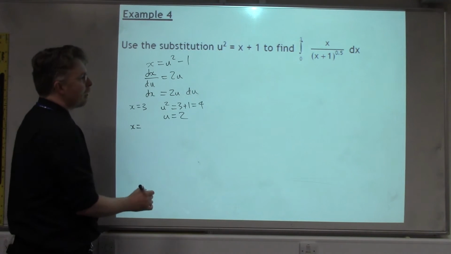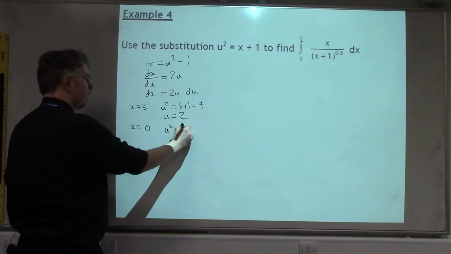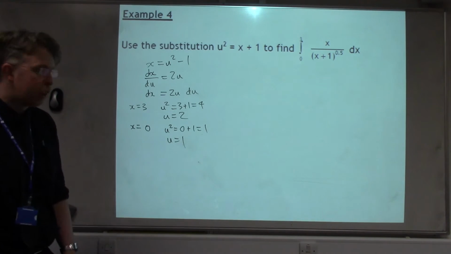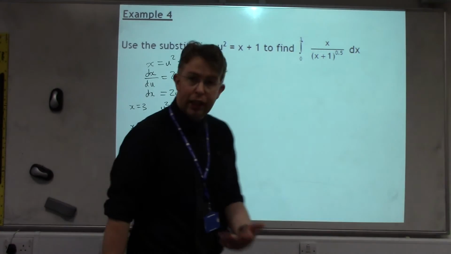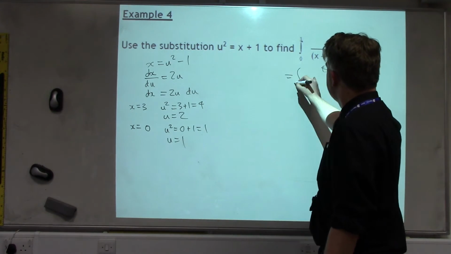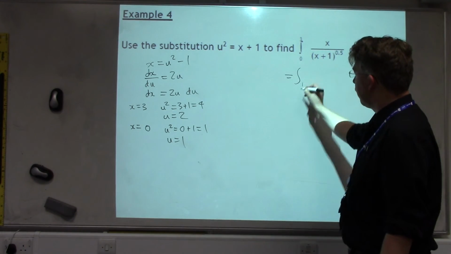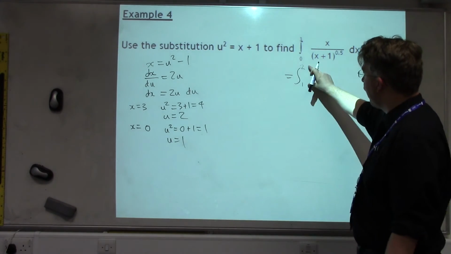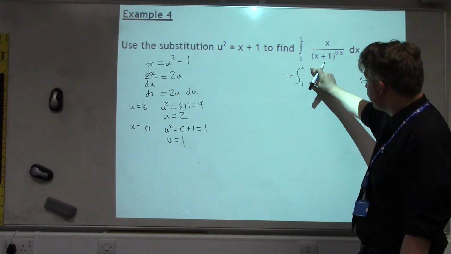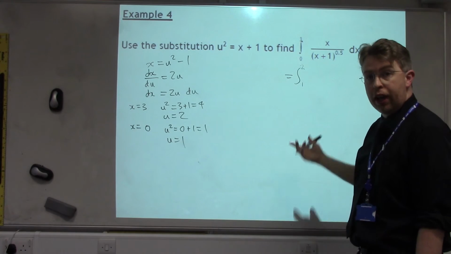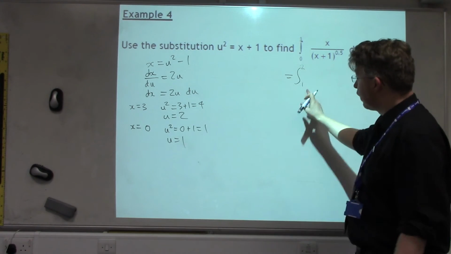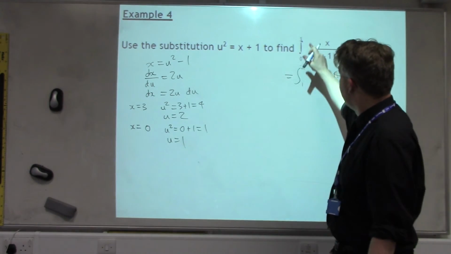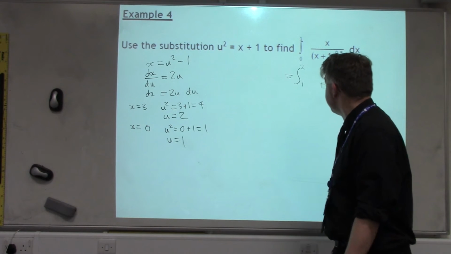Same for the other limit, x equals 0, so u squared equals 0 plus 1, which is 1. Square root, again take the positive limit, so u equals 1. So changing everything from x's to u's, 0 gets replaced with 1, 3 gets replaced with 2. And it must also be noted, in a substitution, it can turn out, because of the way the formula works, that the biggest number ends up at the bottom and the smallest number at the top. You need to be consistent. If 0 matches with 1, then 0 needs to be replaced with 1. 3 is replaced with 2, so the 3 is replaced with 2 in the integral.